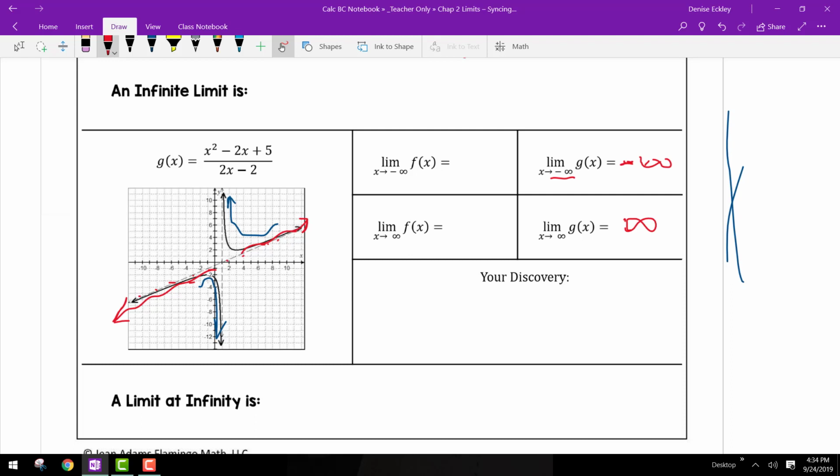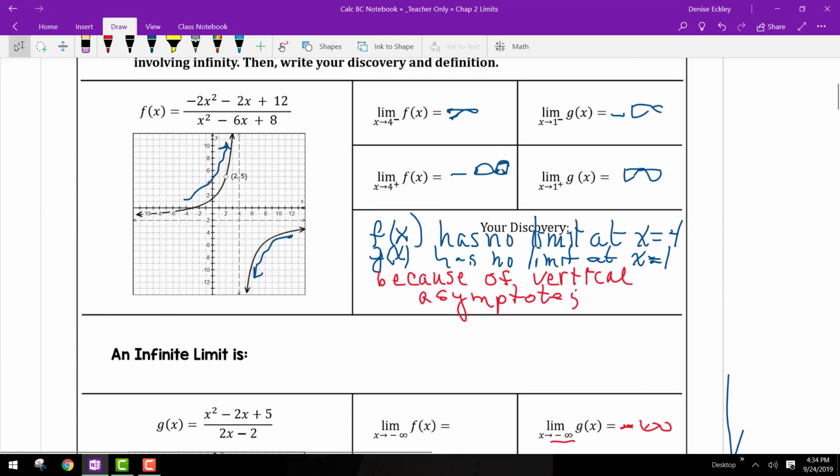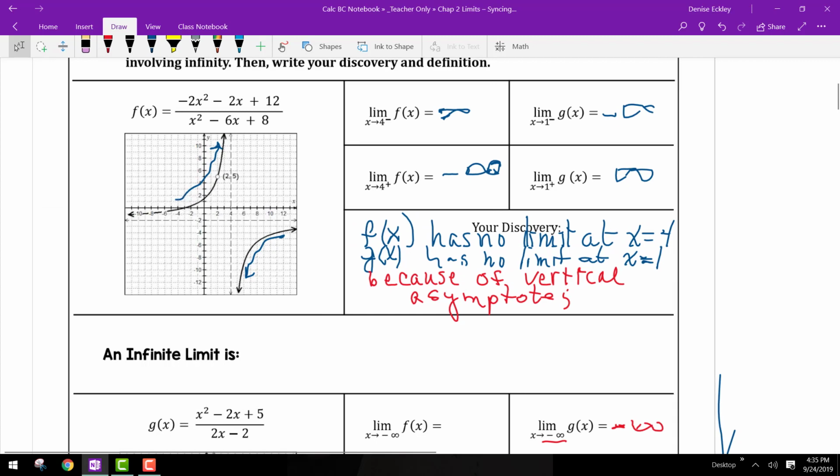Let's look at the same kind of behavior for f. Let's go up and look at the graph of f. First, as we head towards negative infinity, we level off because of the presence of this horizontal asymptote. And as we head towards positive infinity, we again approach that horizontal asymptote at negative 2. We can write those down.